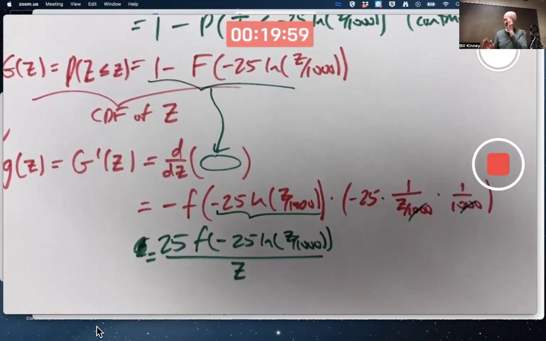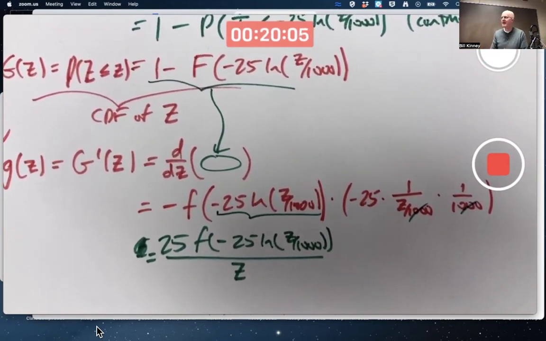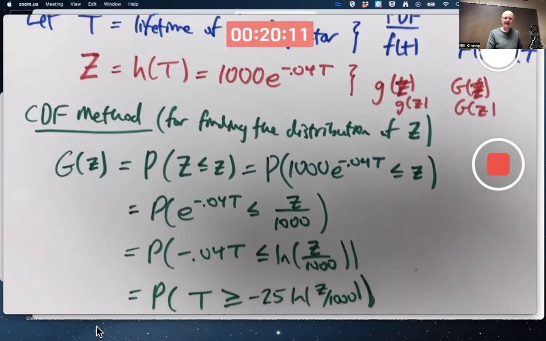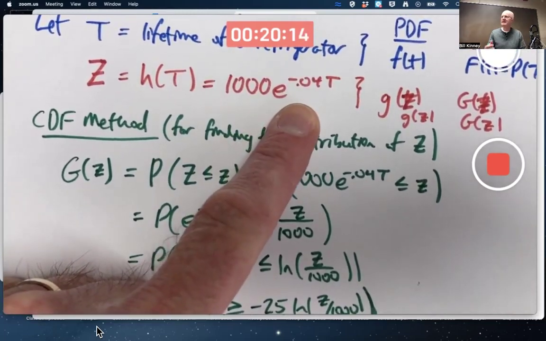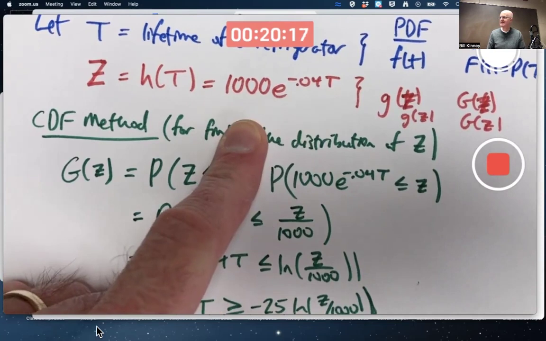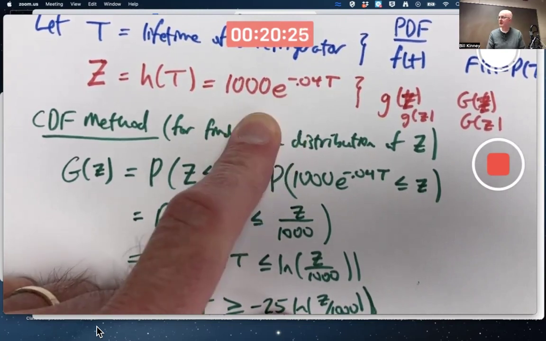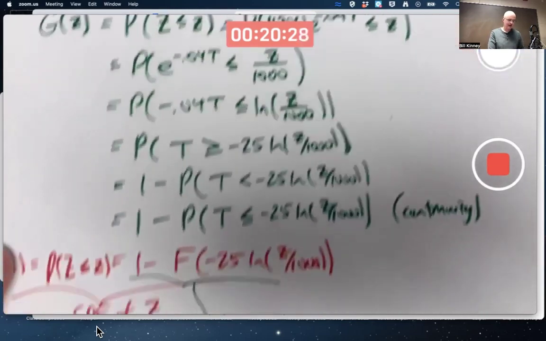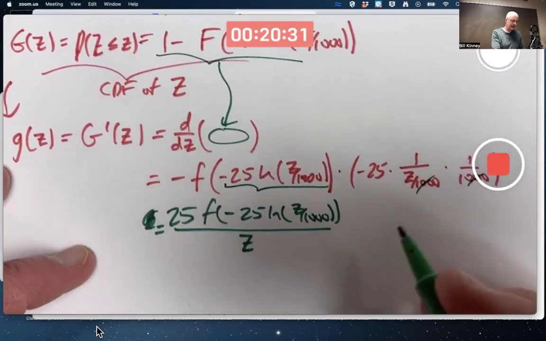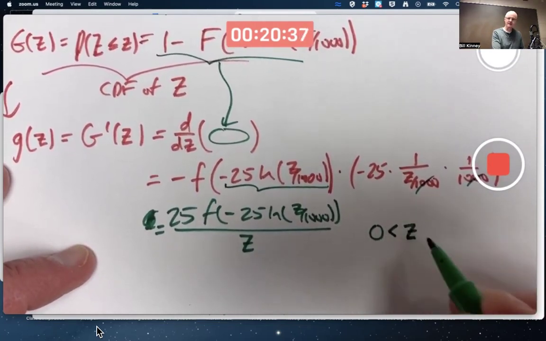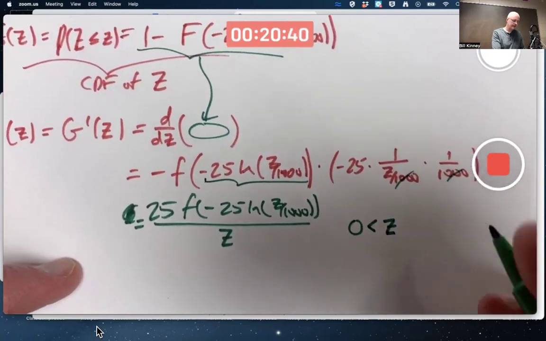It's important to think about the domain. Domains are important in math. What domain is this formula valid for? I've already mentioned it. What's the formula for z? It's 1,000 e to the negative 0.04 t, where t is a positive number. The biggest this can be is 1,000 when t is 0. T is greater than or equal to 0. As t goes to infinity, this goes to 0. It's exponential decay. The smallest z can be is 0, and the biggest is 1,000. Technically, it can never equal 0 because we're not letting t equal infinity.